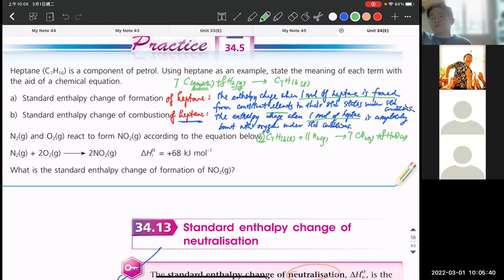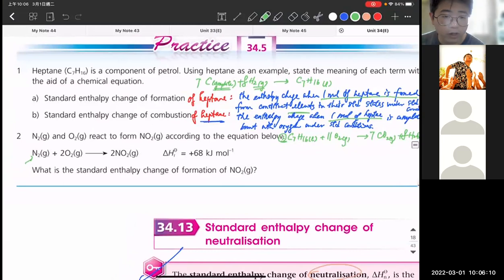What is the standard enthalpy change of formation of NO2? So according to the definition, it is the enthalpy change when 1 mole of NO2 is formed from its constituent elements in their standard state under standard conditions. So does this equation show the formation of 1 mole of NO2? No, I changed it a little bit. It should be divided by 2, I think. Yes, the whole equation divided by 2, and this is the answer.